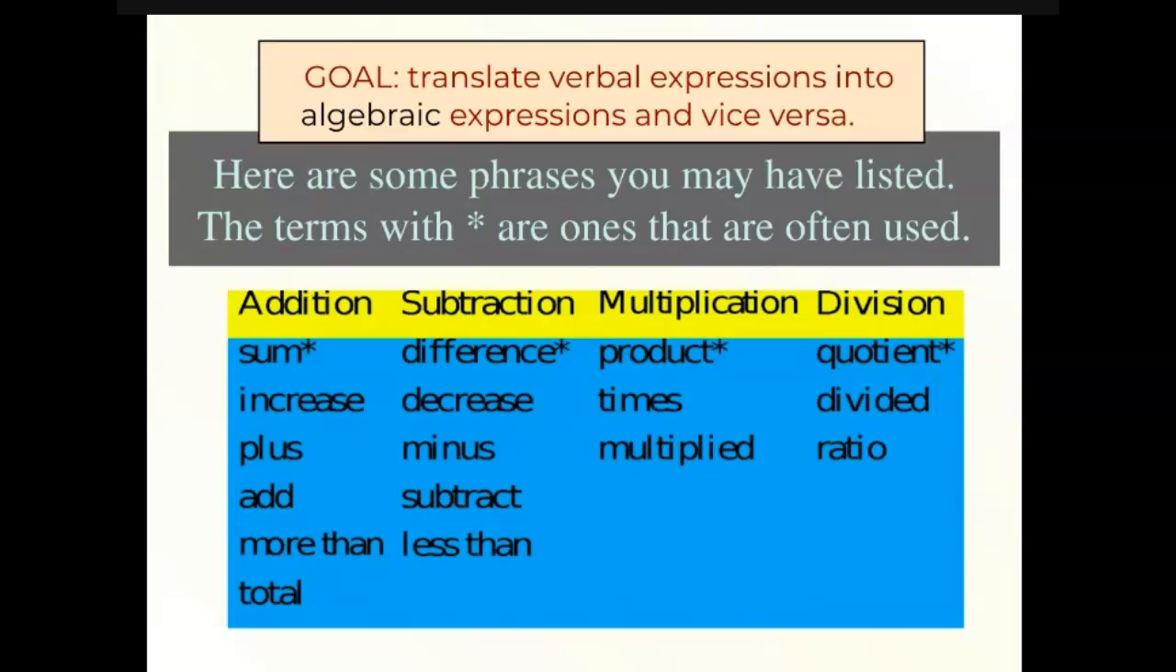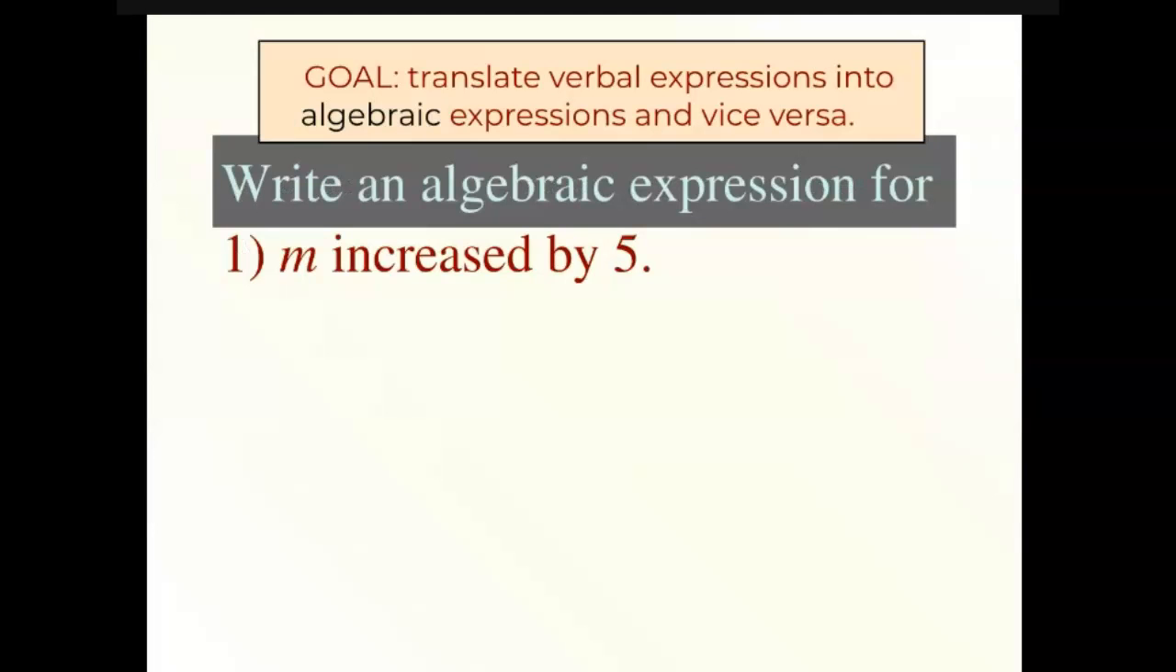All right, let's go to the next one. If I'm going to ask you to write an algebraic expression for m increased by 5, how are you going to write this? This m increased by 5 is a verbal expression, a word expression. Malia did say it. In the chat, anybody else? Fiona, Malia, you're correct. You say m plus 5.